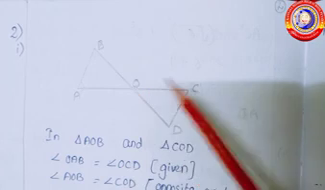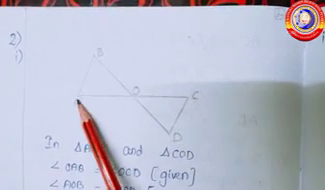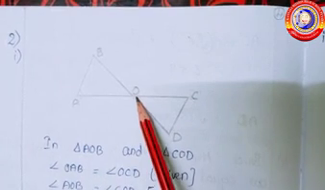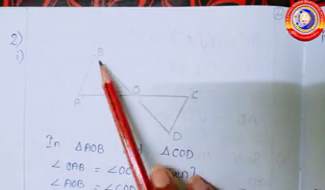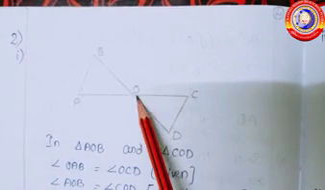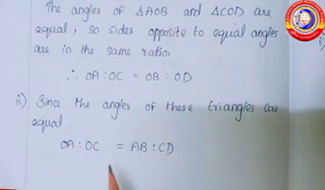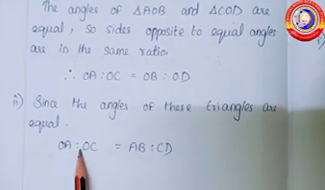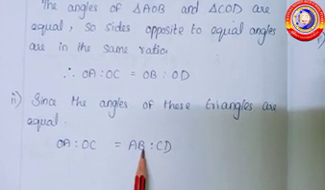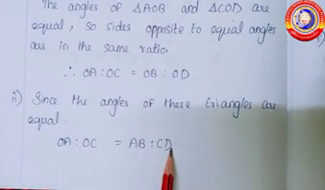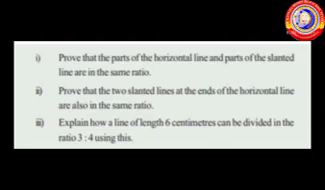So the sides opposite to equal angles are in the same ratio. That is, AO is to OC is equal to BO is to OD. Next, second part of the question. Here, since the angles of these triangles are equal, OA is to OC is equal to AB is to CD. So we have proved the second part of this question also.